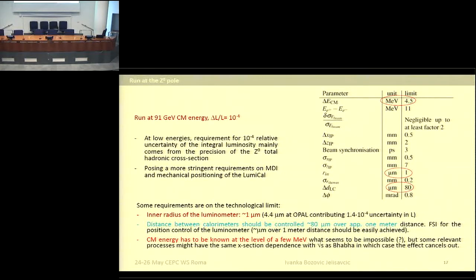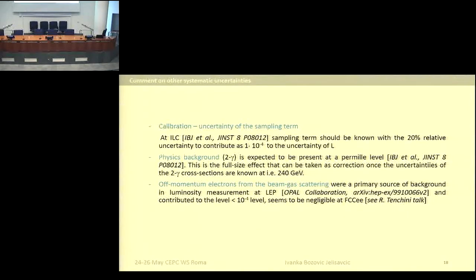However, it seems to be completely impossible to know the center of mass energy at the level of 1 MeV. But then it brings us to the question of physics. Where do you really need 10 to the minus 4 in luminosity? And if your signal of the relevant physics process has the same cross-section dependence with the center of mass energy as Bhabha, the effect will cancel out. So though this is quite an obstacle, it should not really be a problem for dedicated physics analysis.